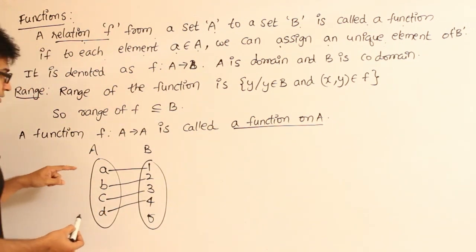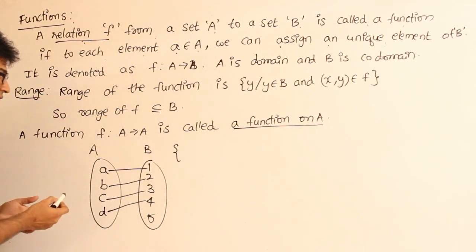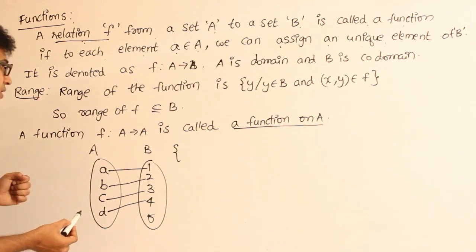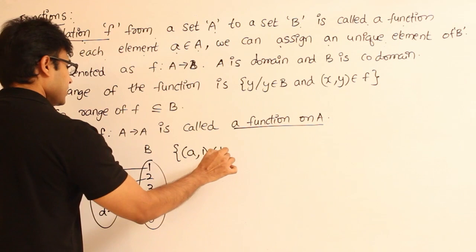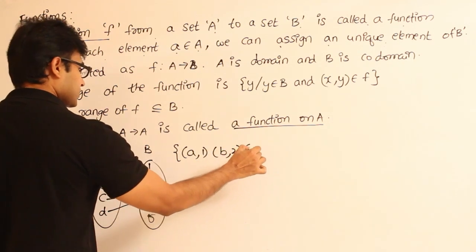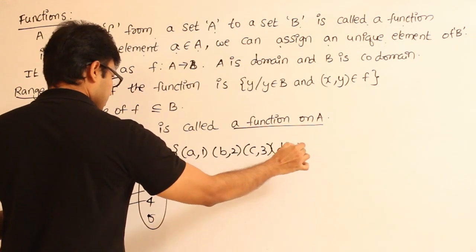So how do you look at it? It is nothing but a relation. So if you want to look at it as a relation, which is nothing but a set of ordered pairs, you can look at it this way. a is mapped to 1, b is mapped to 2, c is mapped to 3, and d is mapped to 4. Simple. Got it?